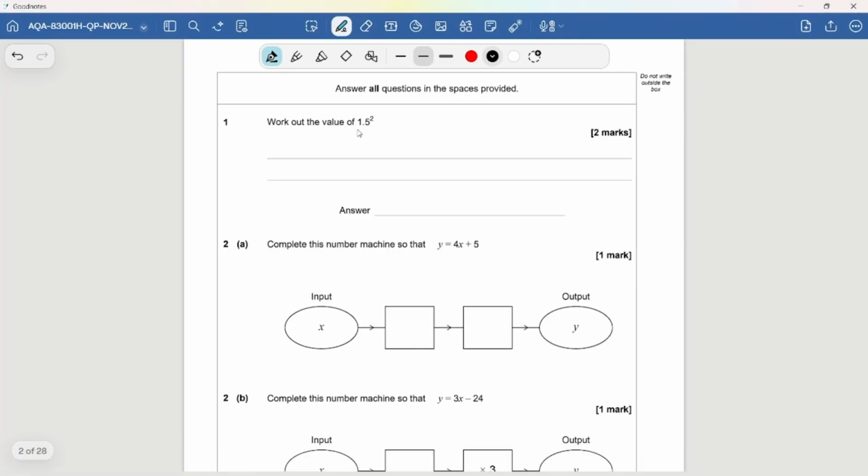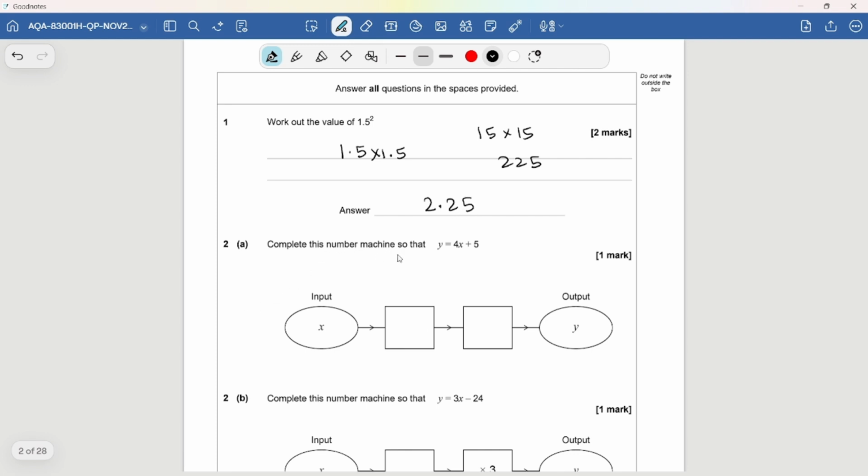Work out the value of 1.5 squared. 1.5 squared is 1.5 times 1.5. We know 15 times 15 is 225. So 1.5 times 1.5 will be 2.25.